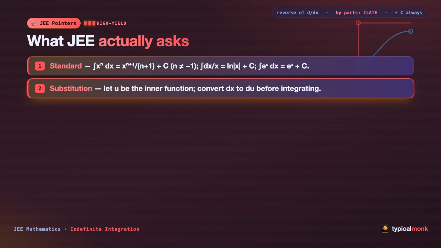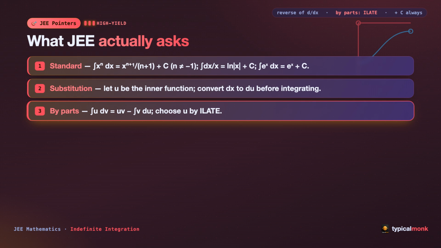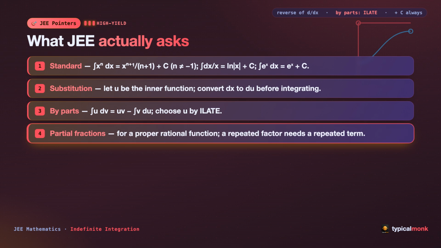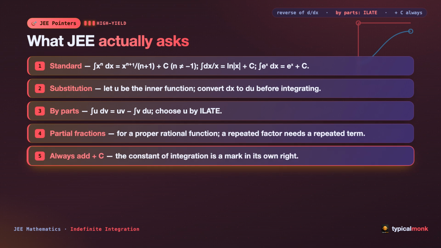2. Substitution. Let u be the inner function and convert dx to du before you integrate. 3. By parts, the integral of u dv equals uv minus the integral of v du, and choose u by ILATE. 4. Partial fractions. For a proper rational function, a repeated factor needs a repeated term. And 5. Always add the plus c. The constant of integration is a mark in its own right.